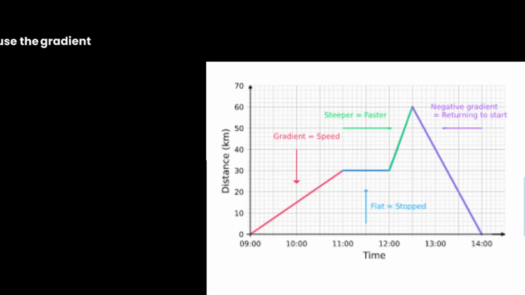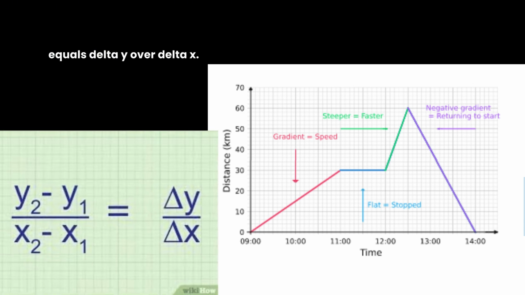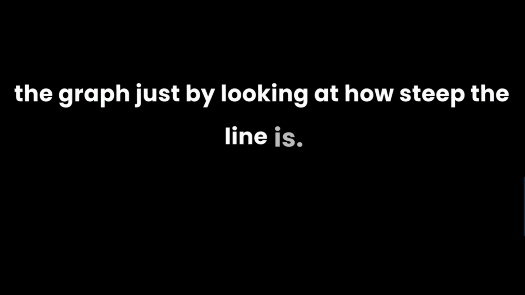You got it. And to make it even easier, we can just use the gradient of the line on the distance-time graph, which tells us how steep the line is, like finding the slope of a hill. And that gradient is actually the speed. We usually write this as speed equals delta y over delta x, or speed equals triangle y over triangle x, which just means the change in the vertical distance divided by the change in the horizontal distance. So we can see the speed right there on the graph just by looking at how steep the line is. And if we want a number, we use that formula, speed equals distance divided by time.